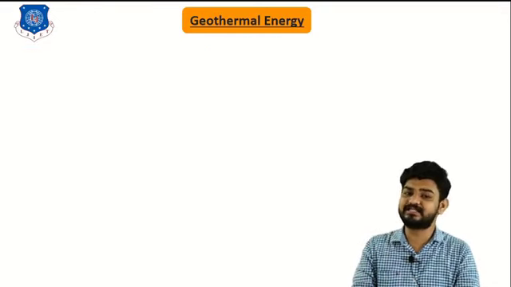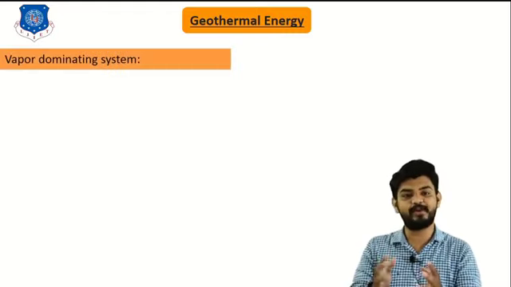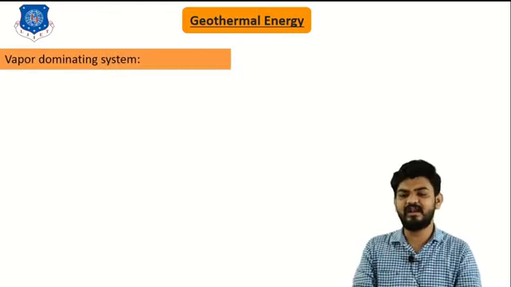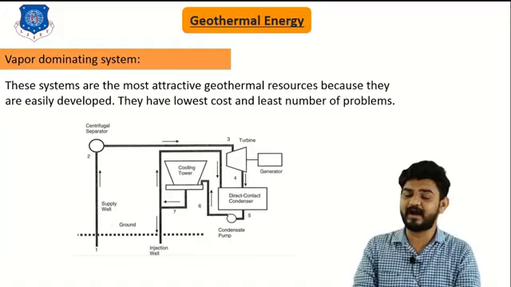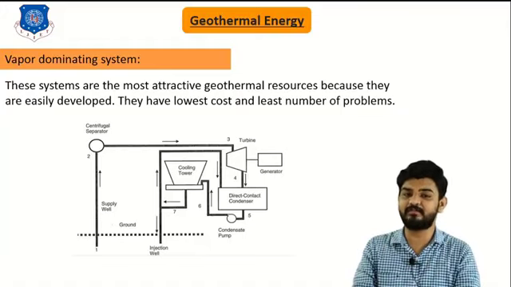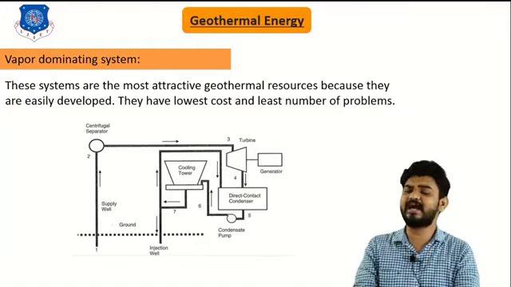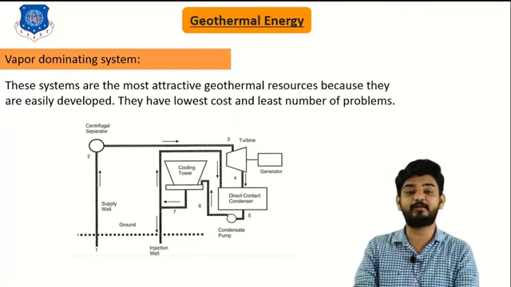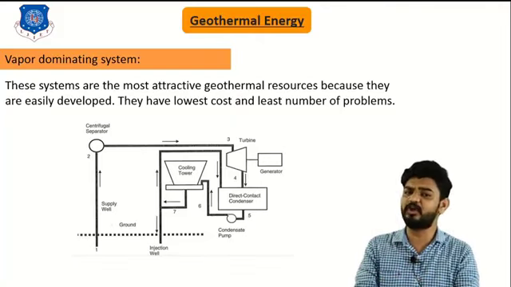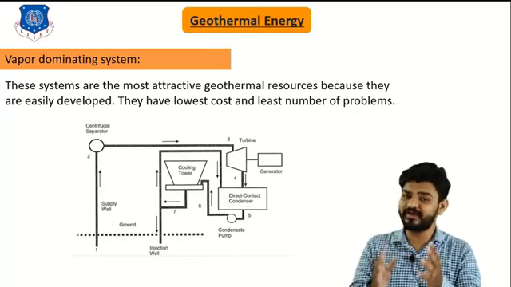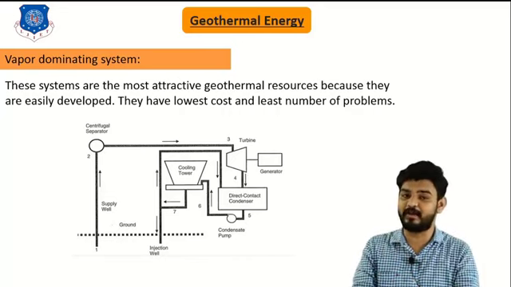Now, let's discuss some of the vapor dominating systems. These vapor dominating systems are the most attractive geothermal resources, since they are easy to develop and available at moderate depth, up to a couple of kilometers deep in the earth's crust. They have the lowest cost and the least number of problems.